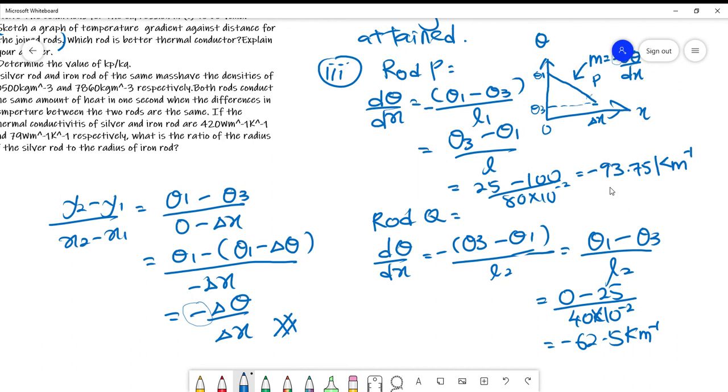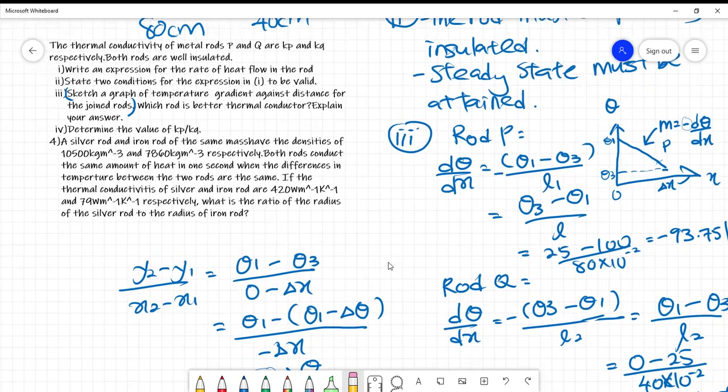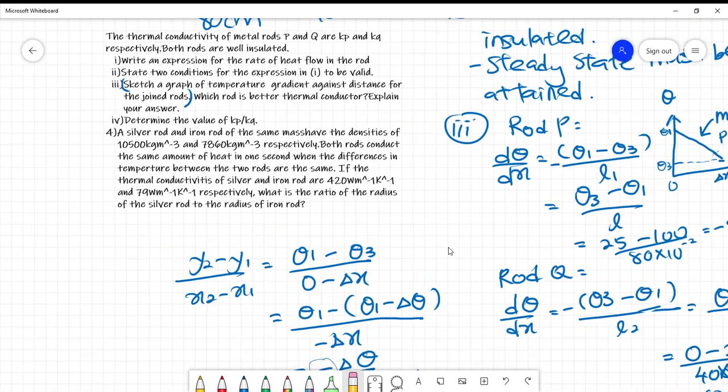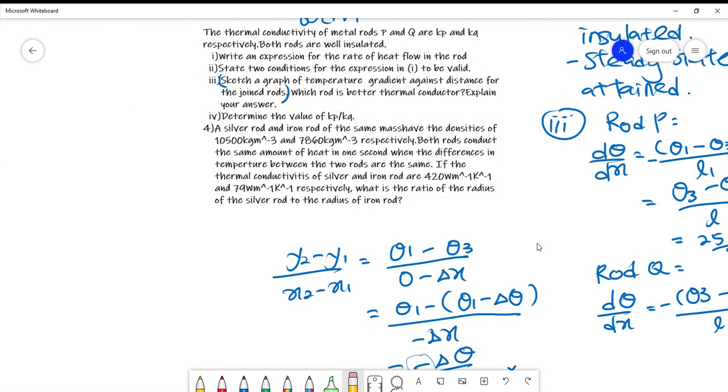Okay, so we have done question 3. So let's just move on to question 4. Oh, there's one more question. I missed it. So this one is question 4. Determine the value of Kp over Kq.